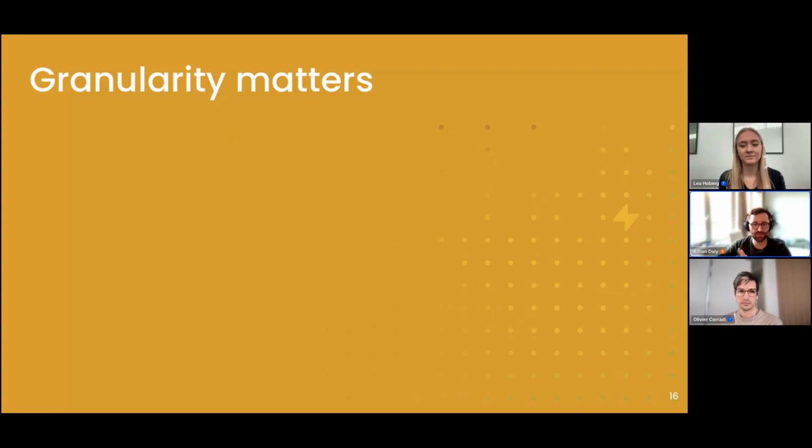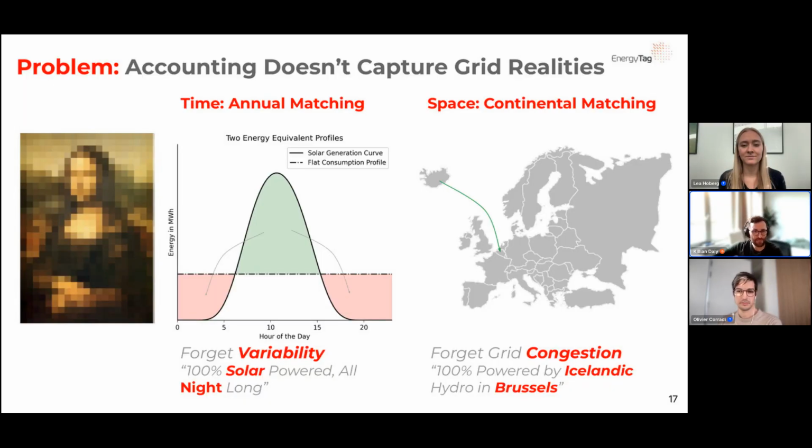So just to get into the basics of what we're trying to get at here, I know Olivier already touched on some of those elements already, but I just want to make it super simple for folks. So the problem we have today when companies do electricity emissions accounting is that we get a really low quality picture of what their emissions really are. We get a fuzzy version of the Mona Lisa you see here on the left, right? And that's because of two key reasons.